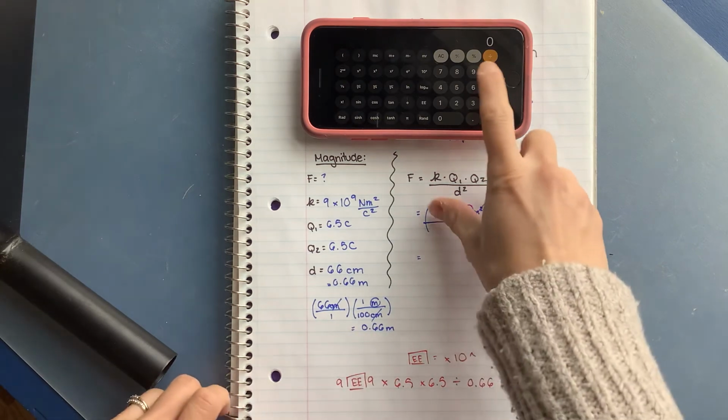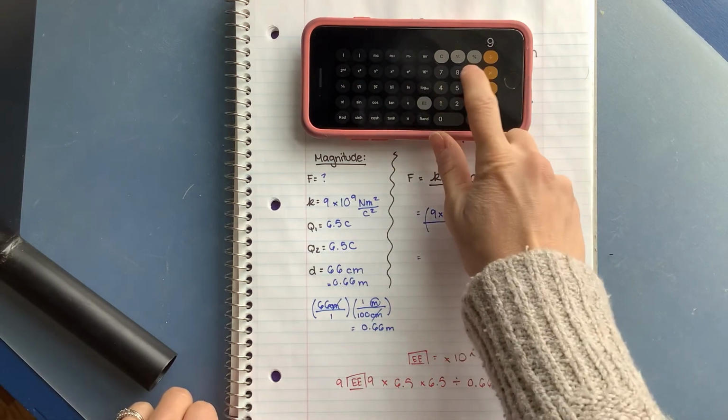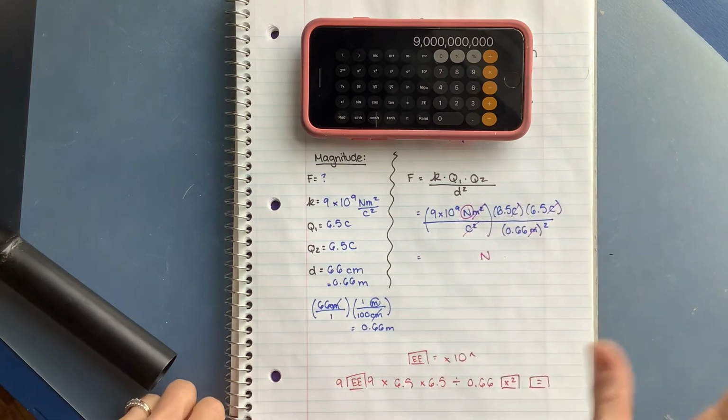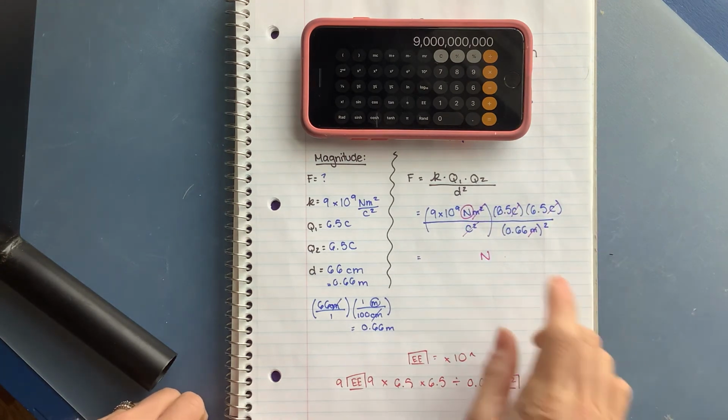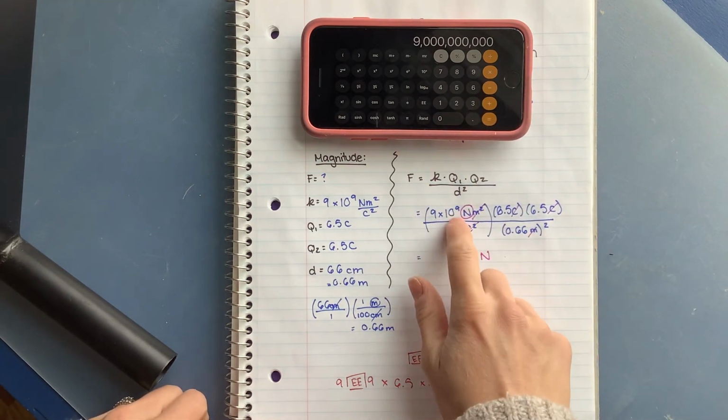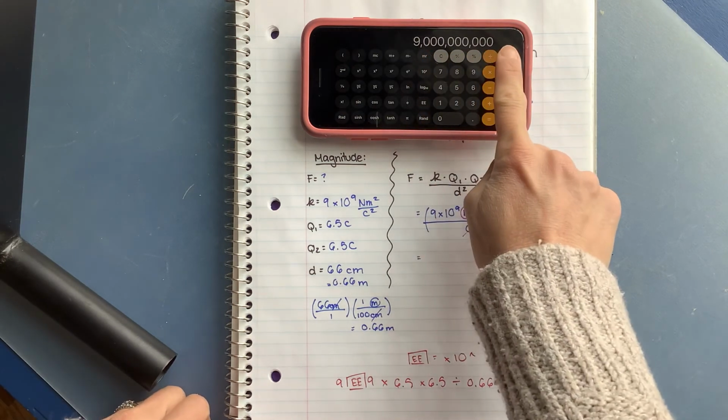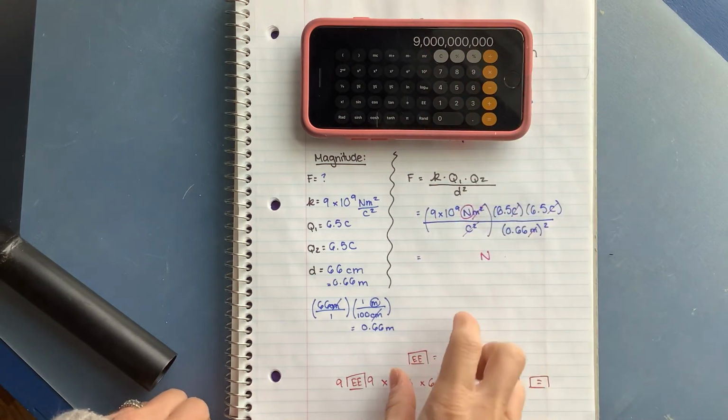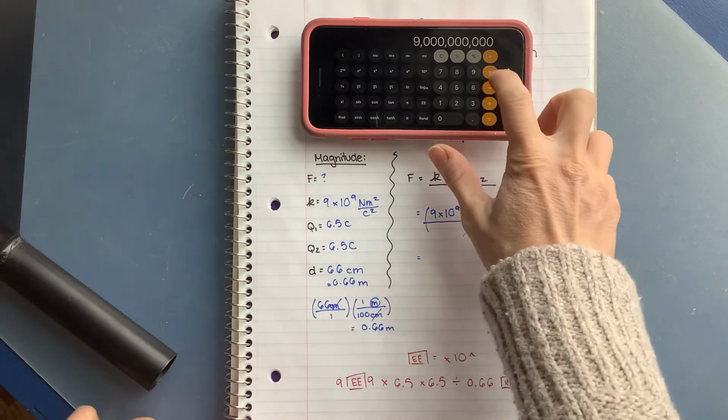All right, so here we go. 9 times 10 to the 9. And I'm going to hit equals there just to show you because this is a new button that we haven't used before. We know that this times 10 to the 9 means that there's 9 zeros after, and that's perfect, right? That looks good.